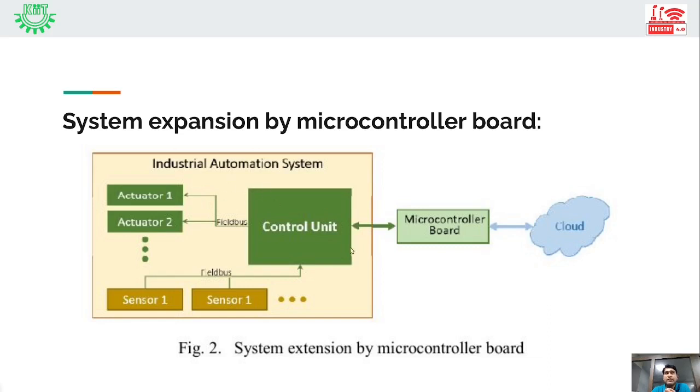So in this system, as you can see, this is the existing embedded system, and then we have added a microcontroller board which connects to the cloud. This microcontroller board can have different kinds of interfaces: CAN, UART, WLAN, Ethernet, all these things are available here, so that it can connect to the local area network and then send the data to the cloud.